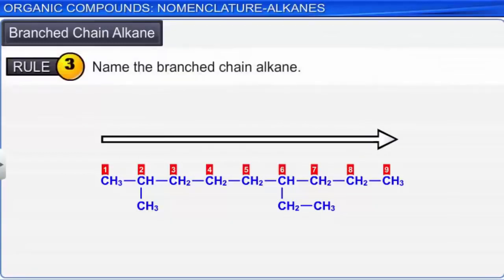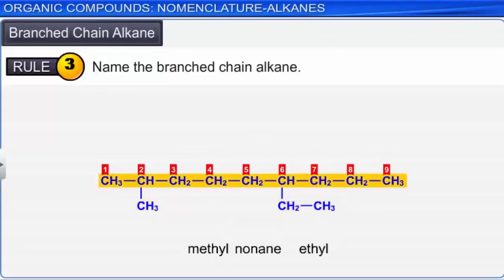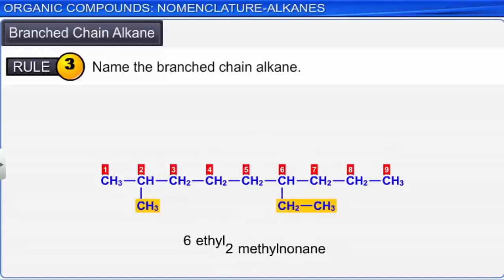Rule 3. Name the branched chain alkane. The name of the alkyl group attached to the carbon atom as a branch, that is, a substituent, is given the appropriate prefix to the name of the parent alkane, and the position of the alkyl group on the parent chain is indicated by writing the appropriate number. If more than one alkyl substituent is present, then the names of alkyl groups are listed in alphabetical order.